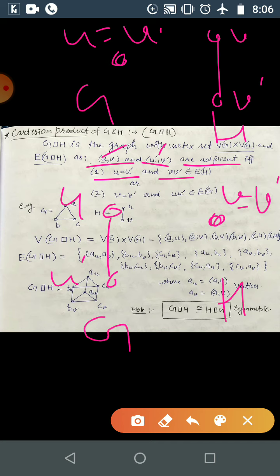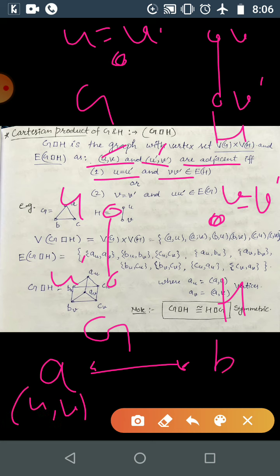Then there will be an edge from a vertex A to B in the Cartesian product. Correct. So where A represents (U, V), and this is the ordered pair (U dash, V dash), and here U and U dash are from G, and V and V dash, that is the second vertex from the ordered pair, these are coming from H. That is the second graph.